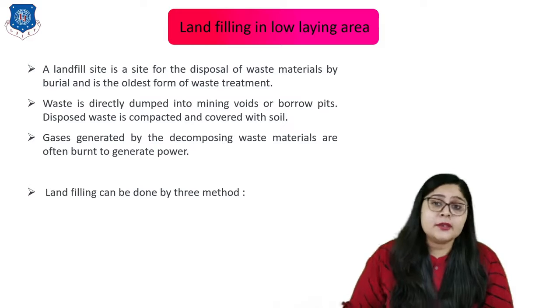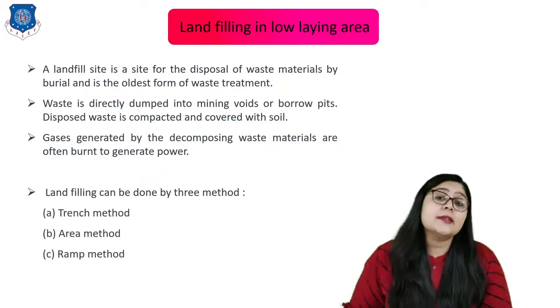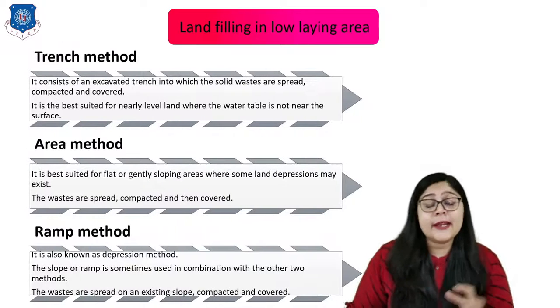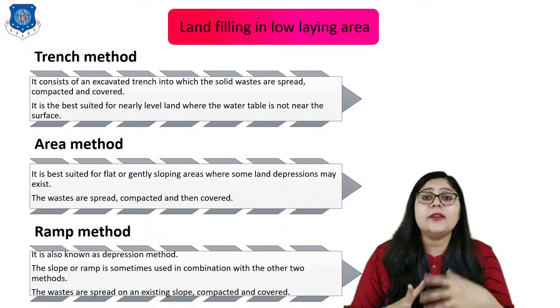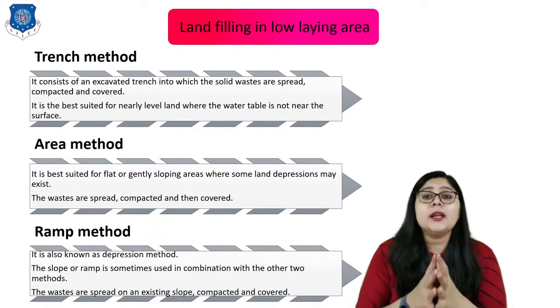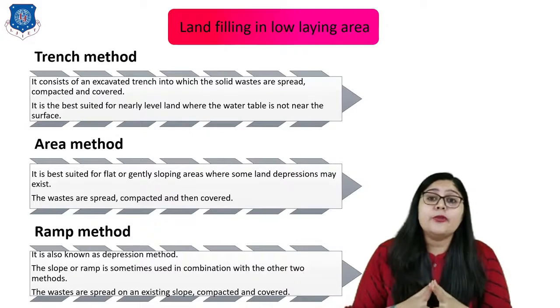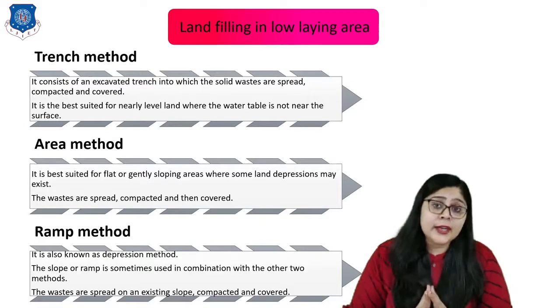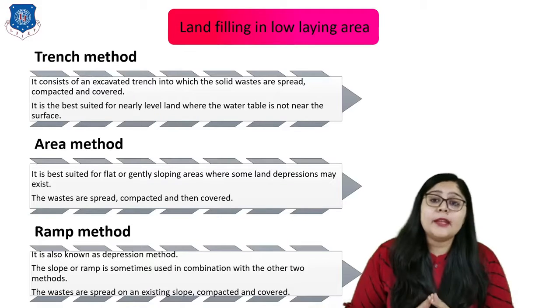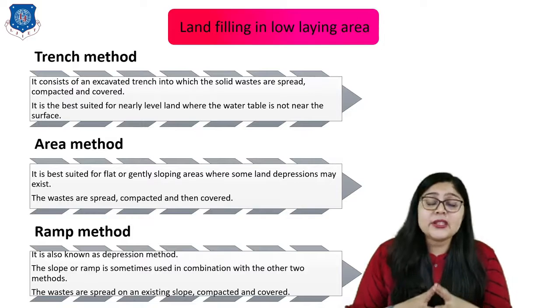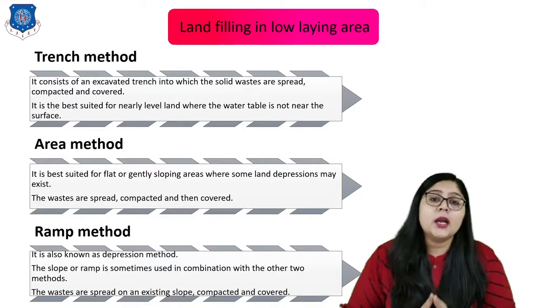There are three methods: the first is the trench method, second is the area method, and lastly the ramp method. Let us discuss all. The trench method consists of an excavated trench into which the solid wastes are spread, compacted and covered. It is best suited for nearly level land where the water table is not near the surface. The area method is best suited for flat or gently sloped areas where some land depressions may exist. The wastes are spread, compacted and then covered.